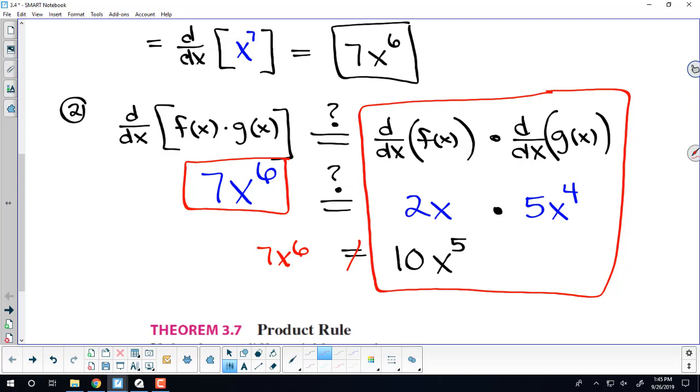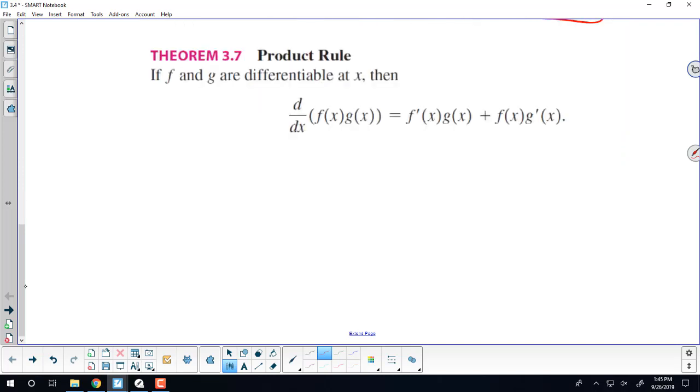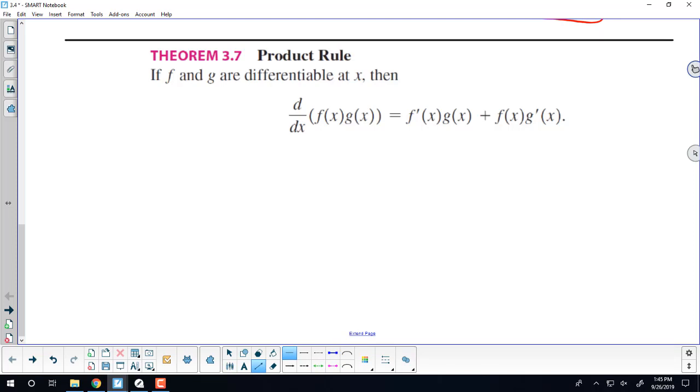In other words, you just can't take the derivative of a product by taking the derivative of each function and then multiplying that together. So then that's why we have the product rule. How do we take the derivative of a product, f times g? We take it in this manner here. So it's f prime times g plus f times g prime.